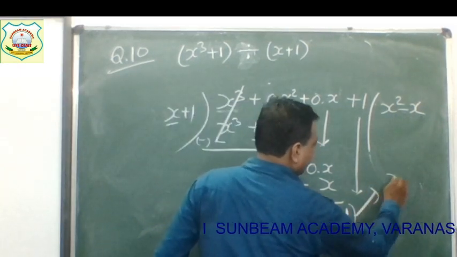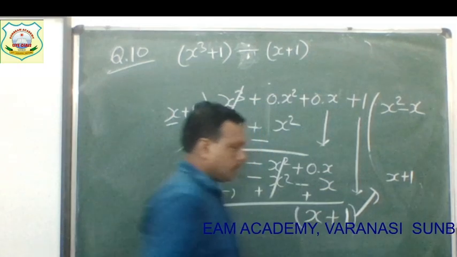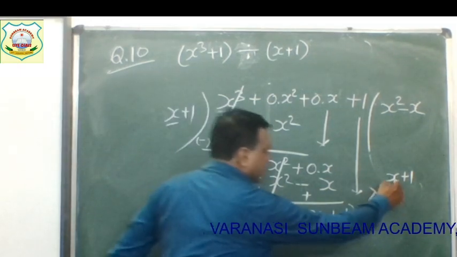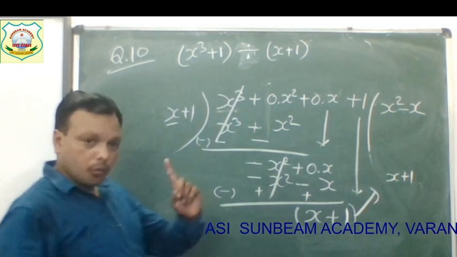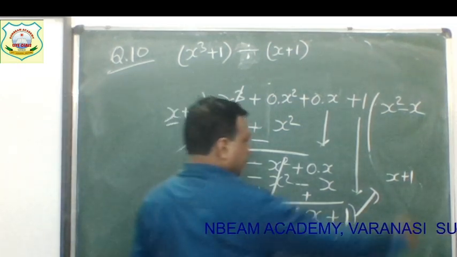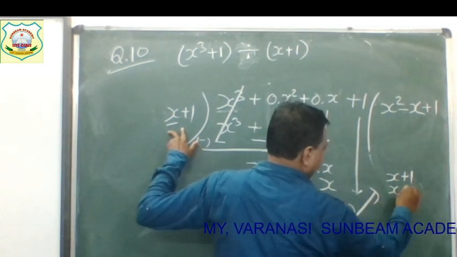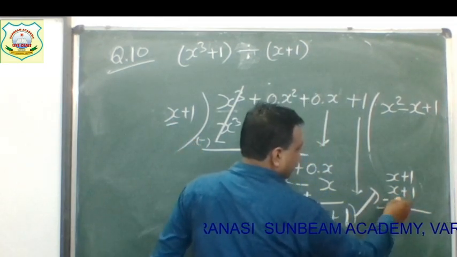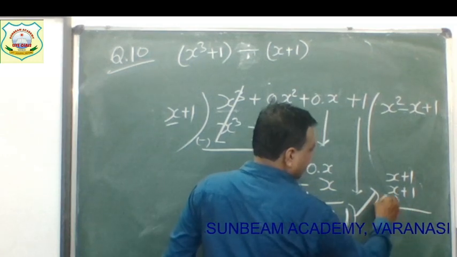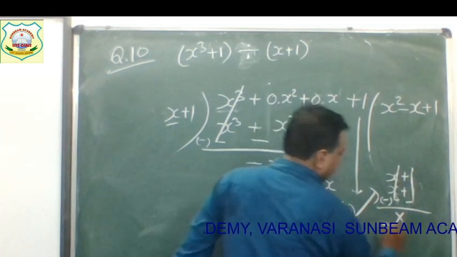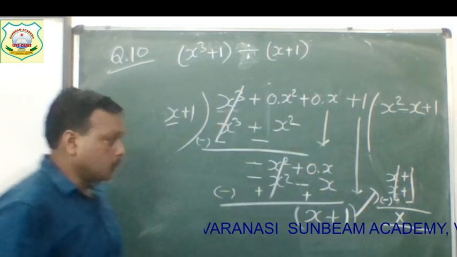This I am writing. Then you can see here x plus 1, x plus 1 also here. So what should we take? 1. So plus 1 we will write. Plus 1 and plus x plus 1, so then x plus 1 will come. This is minus, this one is minus. Cancel. The remainder is 0.